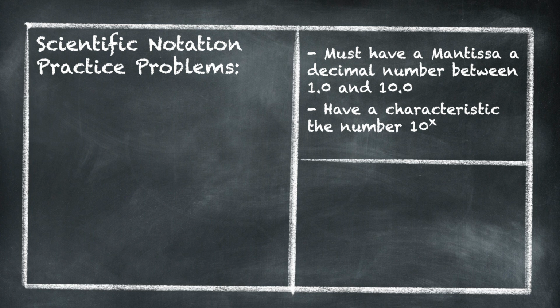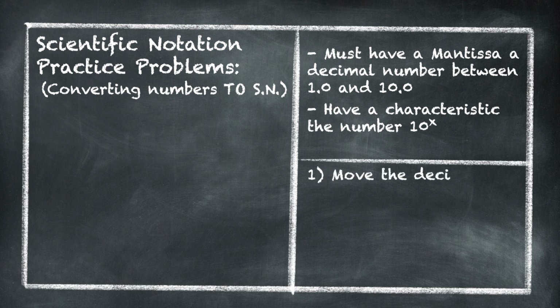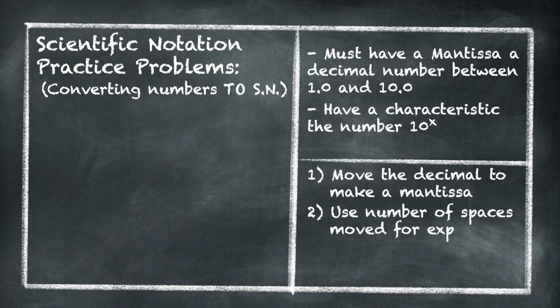So let's start with our first type of problem, which is converting numbers into scientific notation. We have numbers in standard form and we're putting them into scientific notation. The steps: first we need to make our mantissa. We do this by moving the decimal place to the left or to the right in order to make a number between 1 and 10. If we're not given a decimal place, then we just put it at the end of the number and then move it.